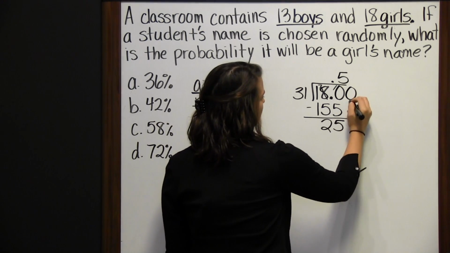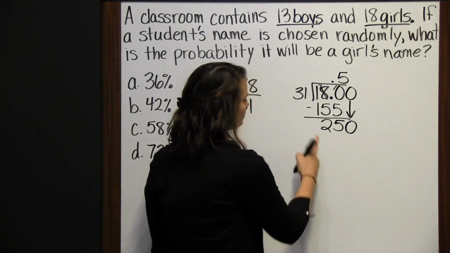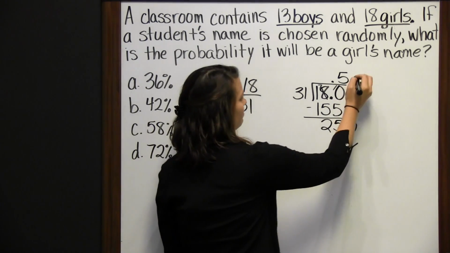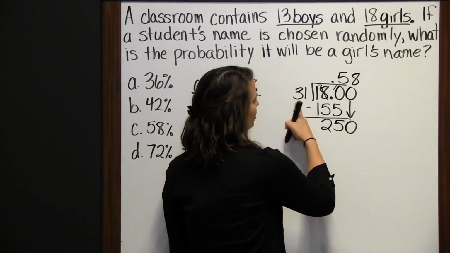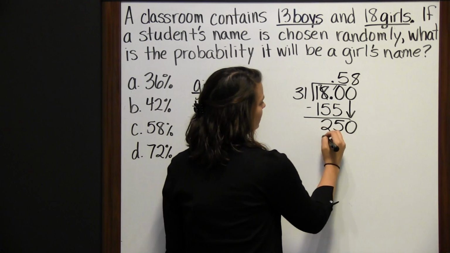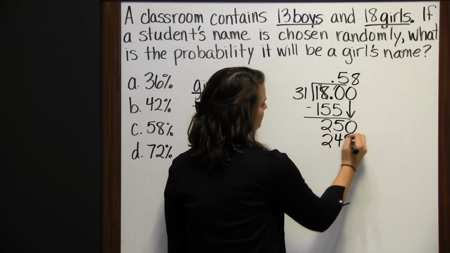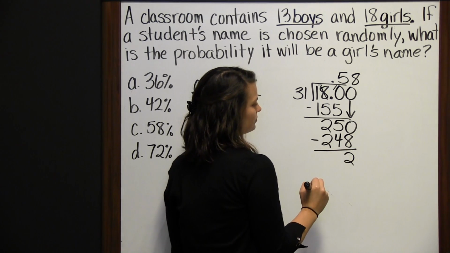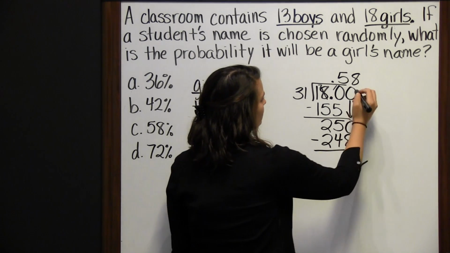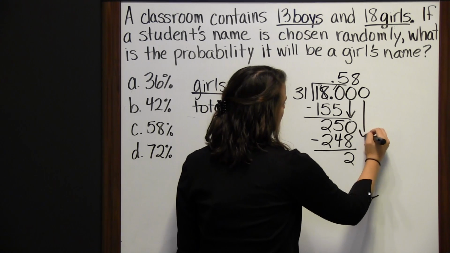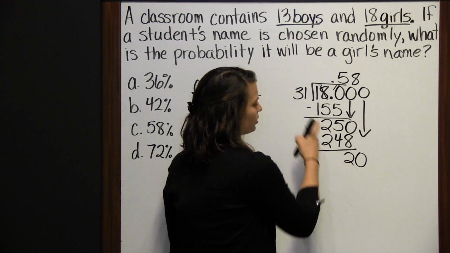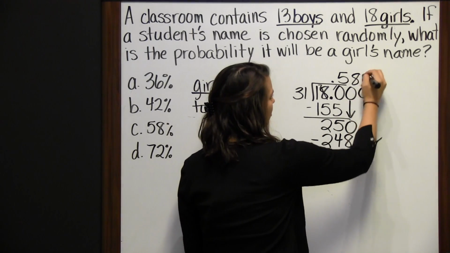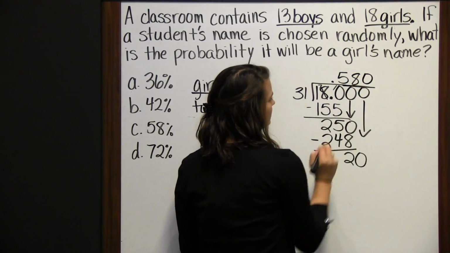Then we add a 0 and bring it down. And 31 goes into 250 8 times. 31 times 8 is 248. We subtract and we get 2. Then you can add a 0 and bring it down. But 31 doesn't go into 20. So we get 0. Goes into 20 0 times.